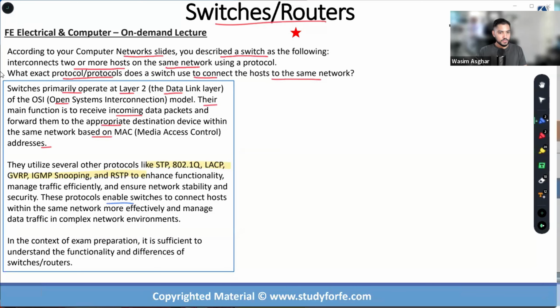Okay, these protocols enable switches to connect hosts within the same network more effectively and manage the traffic in complex networks. In the context of exam preparation, and this is key, guys, it is sufficient, I would even say important, to understand the functionality and differences of switches and routers. So what are the functionalities? What are the roles? What are the applications? What are the similarities and differences between switches and routers?